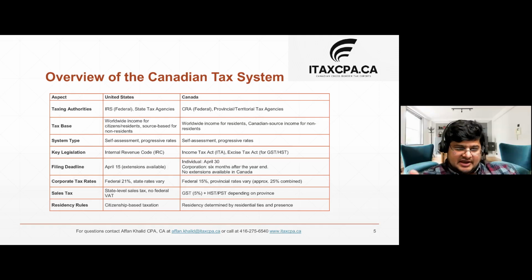So 5% tax is what you have to collect. And if you are selling anything into Ontario, then there's 13%. So 5 plus another 8. So it's 13% is the sales tax rate in Ontario. Now, whether you have to collect or not collect, that's another discussion.